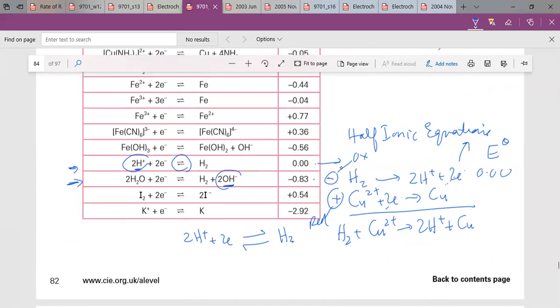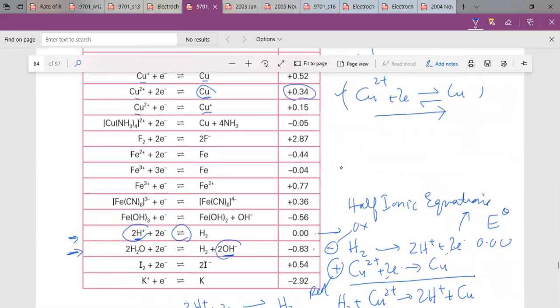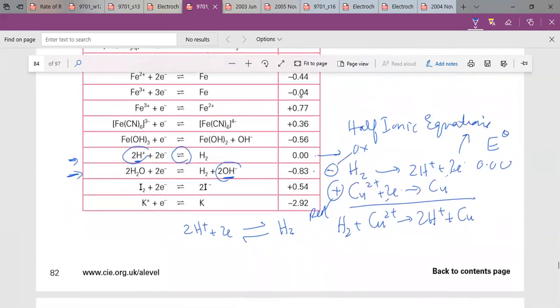So copper is going this way. If it's going this way, that means this way is positive, and this one will occur. Positive means this direction will occur. This is the reduction. So you quote the positive here. Put positive. If you go backwards, you put minus. You just reverse it. So positive 0.34. So here is positive 0.34.